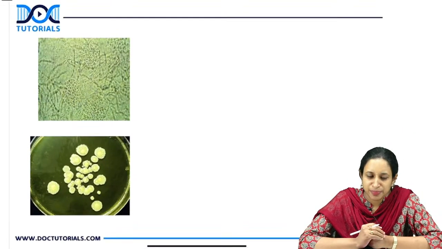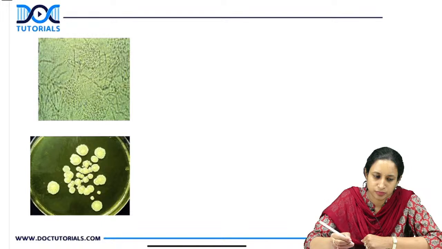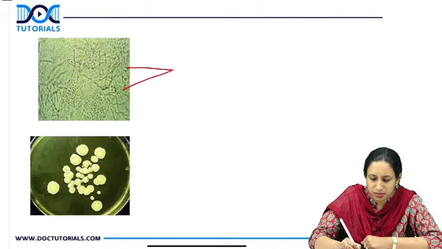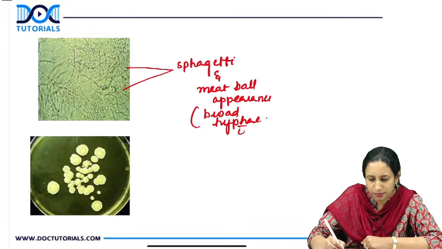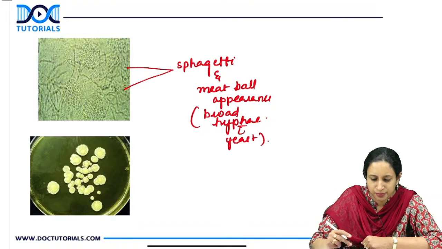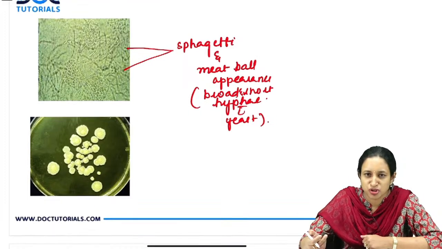Can you identify this particular appearance? So this appearance is spaghetti and meatball appearance, where you see broad and short hyphae with yeast, which gives a typical appearance which is called a spaghetti meatball appearance.